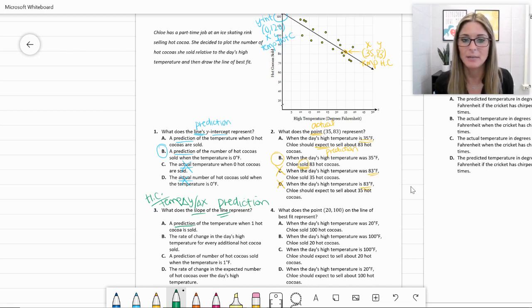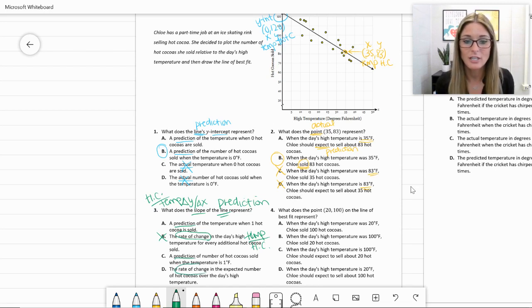Maybe. We are considering a prediction because we want the slope of our line. But look at B, we have that term rate of change. I know that represents slope. B, the rate of change in the day's high temperature for every additional hot cocoa sold. That's a rate of the high temperature over hot cocoa. That's backwards from what it should be. We need to have that flipped. That's wrong. C, a prediction of the number of hot cocoa sold when temperature is 1 degree Fahrenheit.